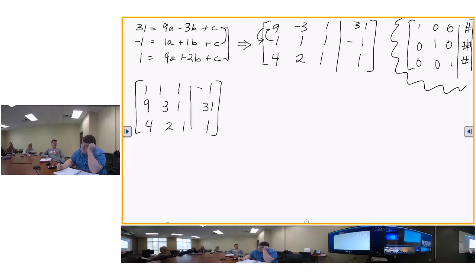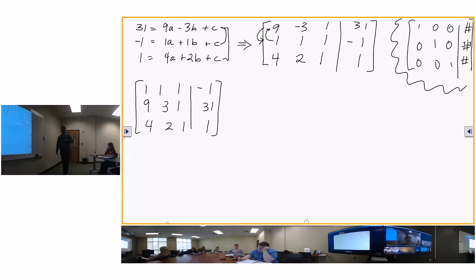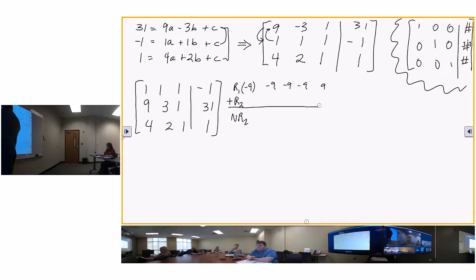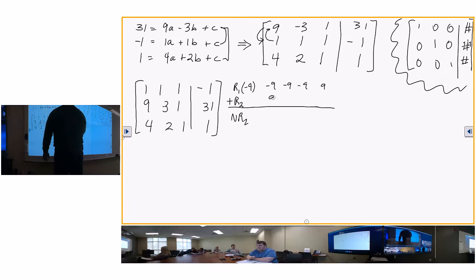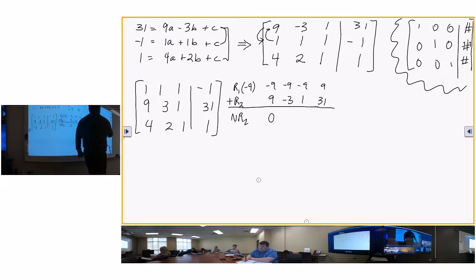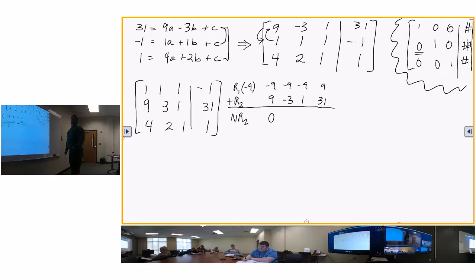Okay, now I'm going to take row 1, multiply by -9, add it to row 2, and get new row 2. So row 1 times -9 gives -9, -9, -9, positive 9. I'm going to add it to row 2, 9, -3, 1, 31. And what happens to the first column? That becomes a 0, which gives us that 0 right there that we want.